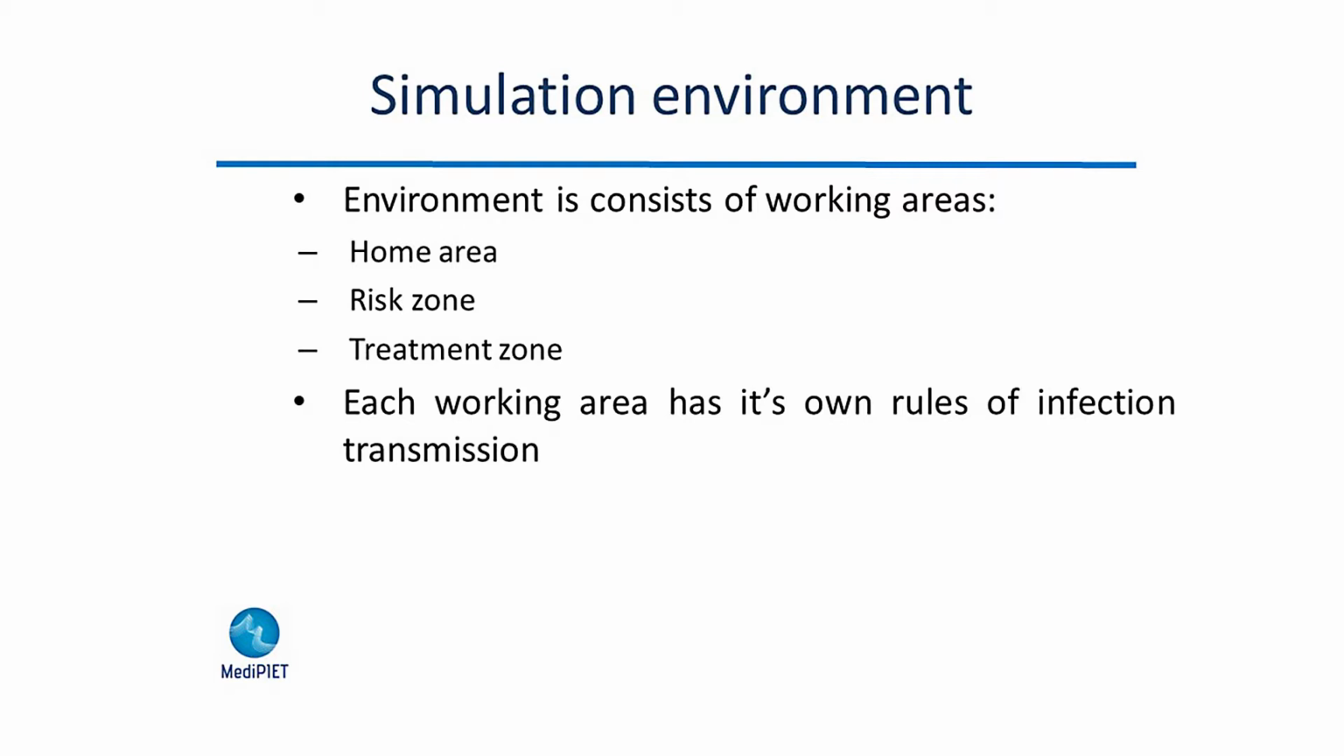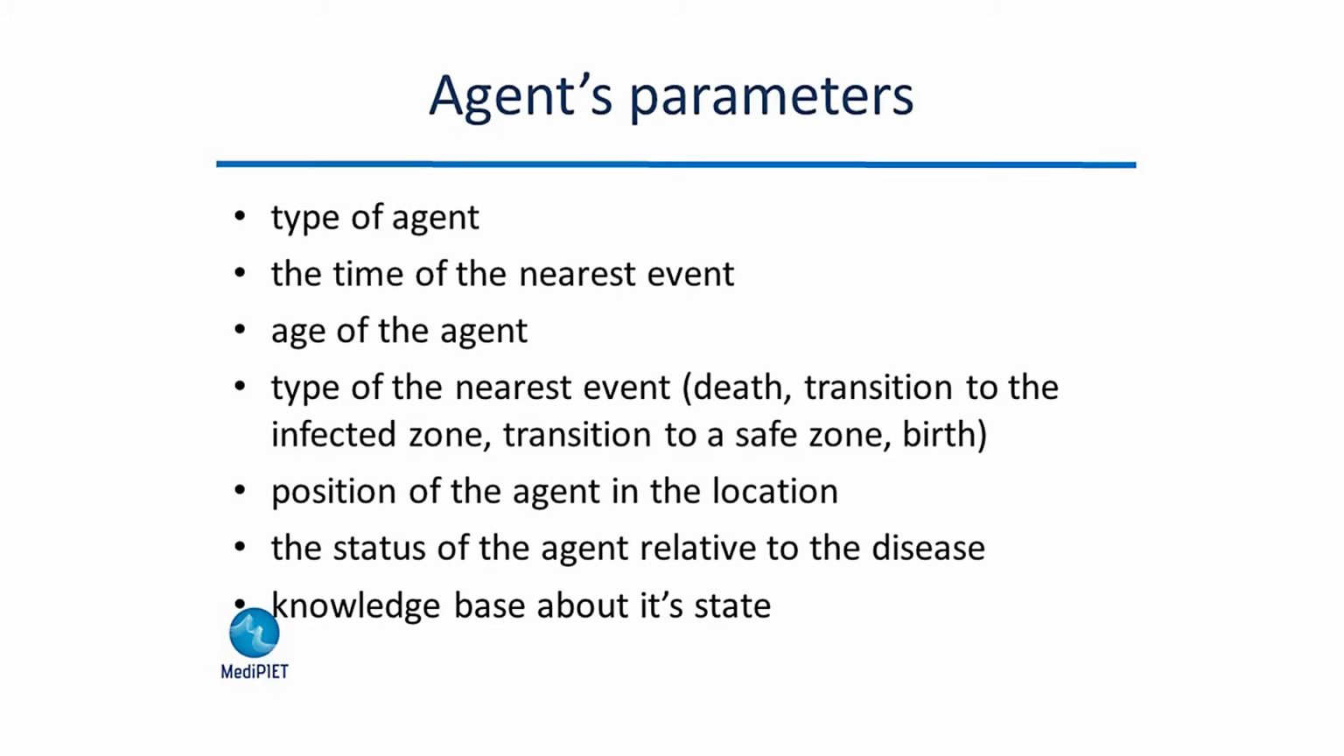Agents have a set of parameters. It's type of agents, the time of the nearest event, like death, transition to the infected zone, transition to a safe zone, birth, etc. The age, position of the agent in the location, the status of the agent relative to the disease, and knowledge base about its state.